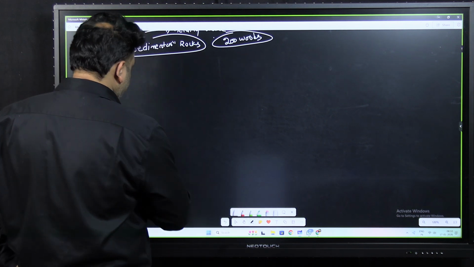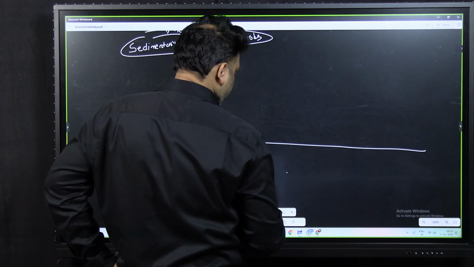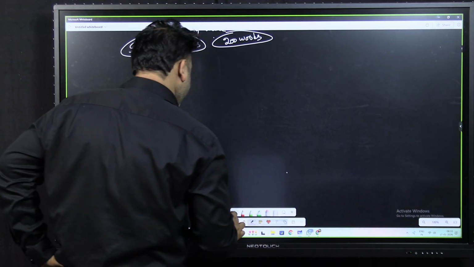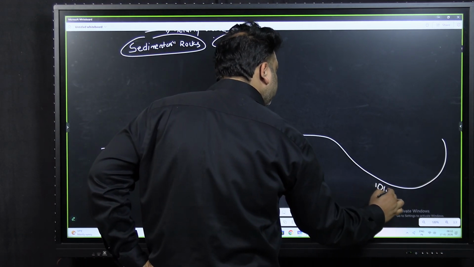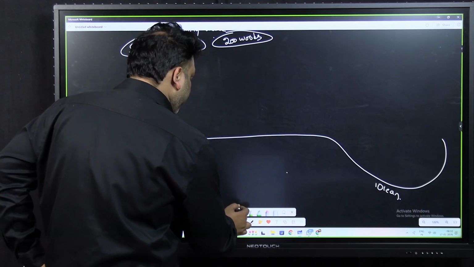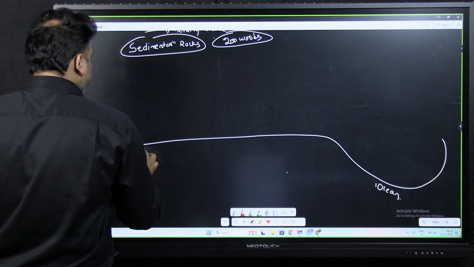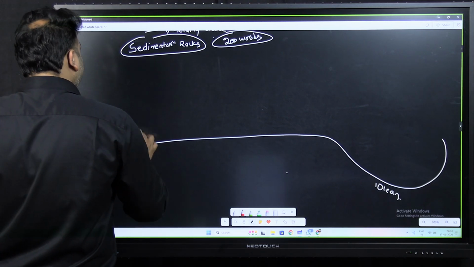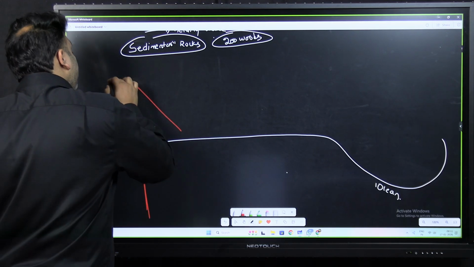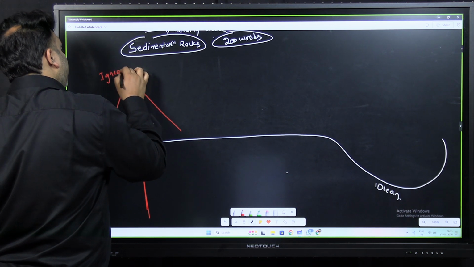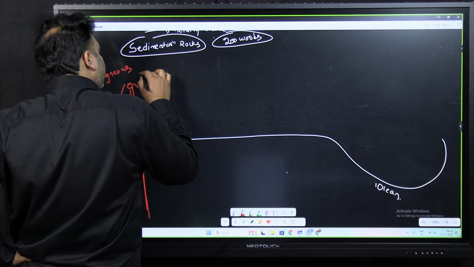So this is a surface. So this is a water body or ocean. So on the surface, you have igneous rock. In all probability, the igneous rock is formed because of volcanic eruption. So this is igneous rock. Now this igneous rock will undergo weathering or denudation.